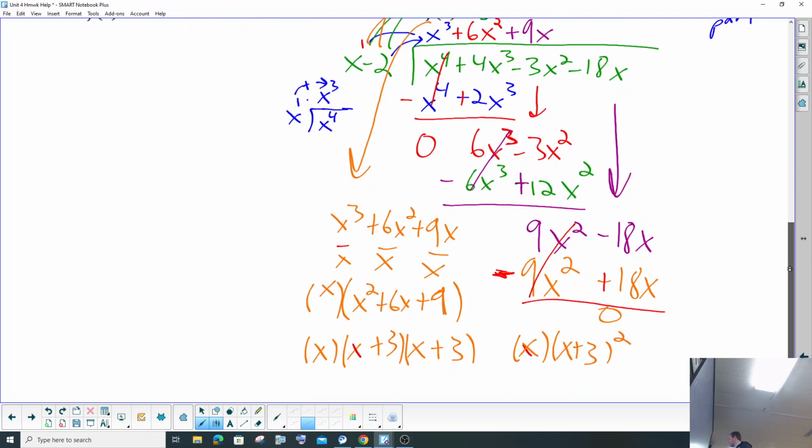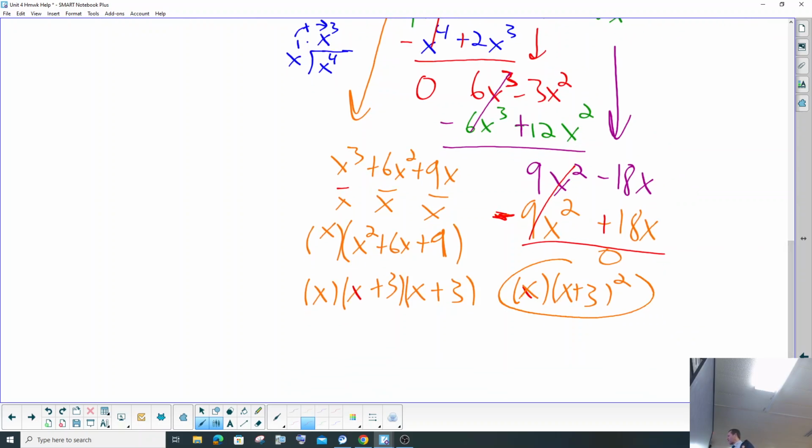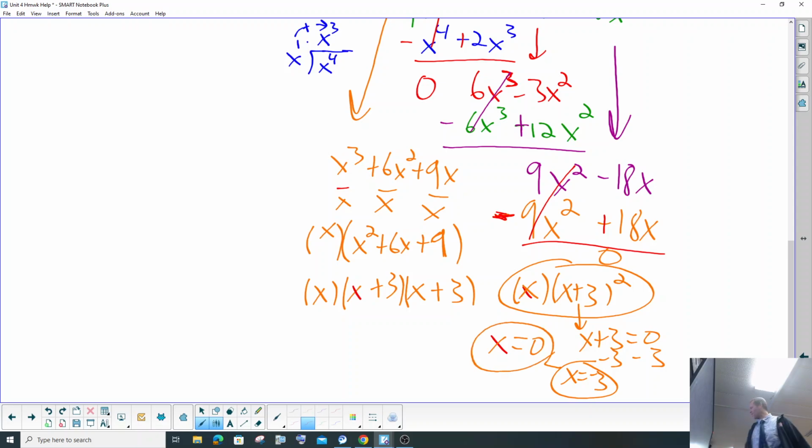But when we're finding our zeros, it's just going to be x equals 0. And then we set x plus 3 equal to 0 as well, and we get a minus 3 on the other side. So we get 0 and negative 3 is what we got going on there. Nice.